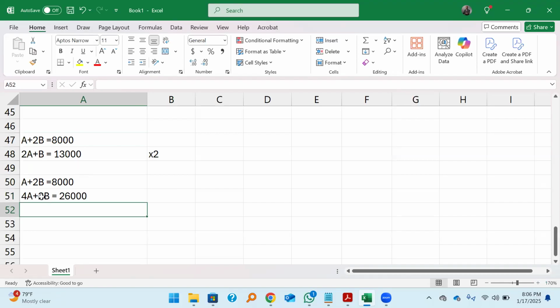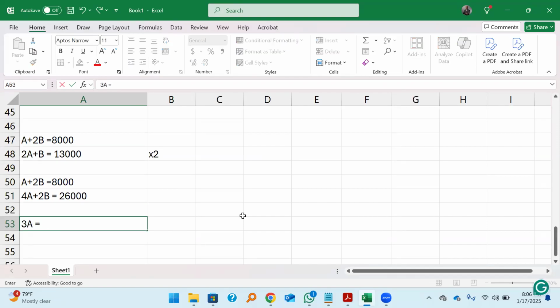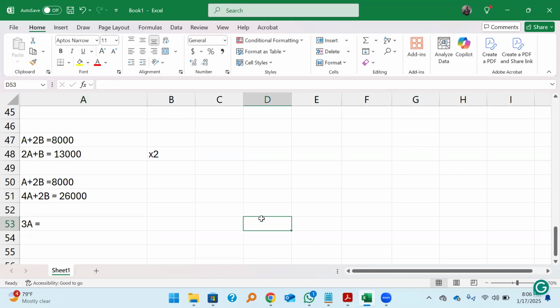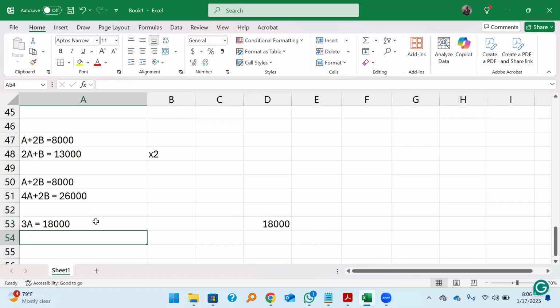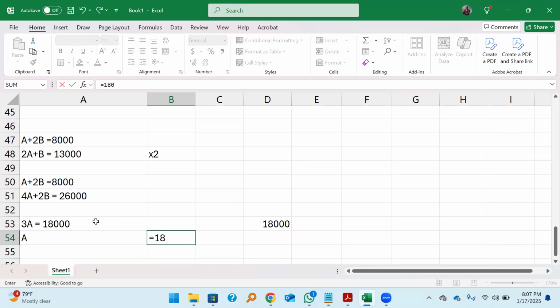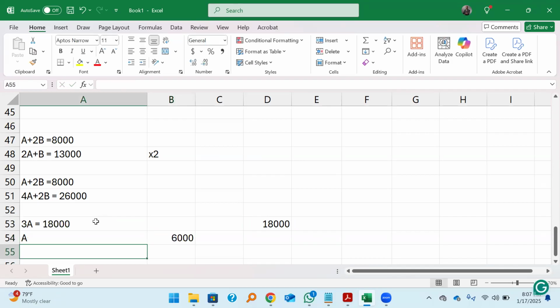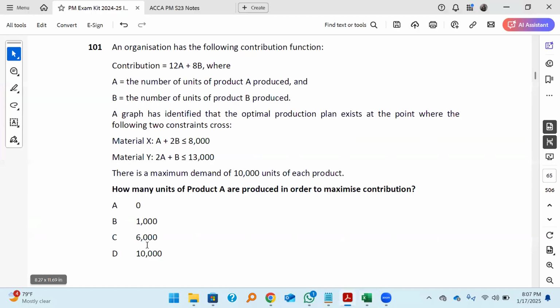Now when I subtract them, the B's will go away. So then when I subtract them, I get 3A is equal to 26,000 minus 8,000, which gives us 18,000. If you divide by 3, you get A as 6,000. And the answer is C.